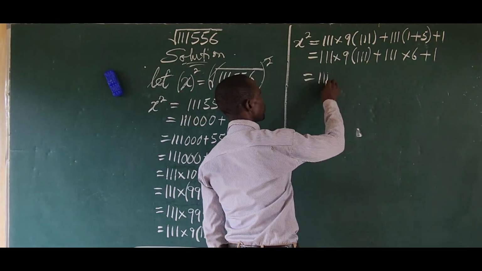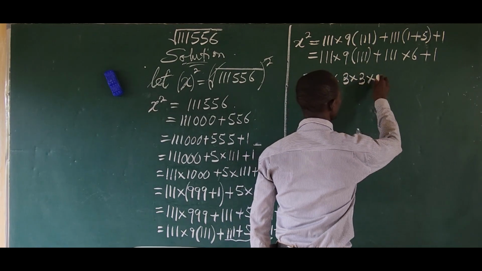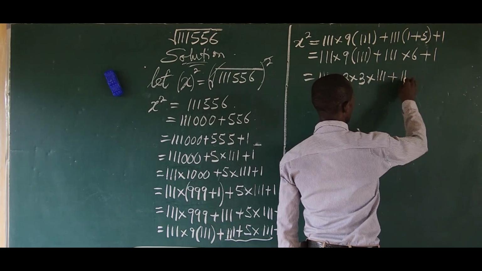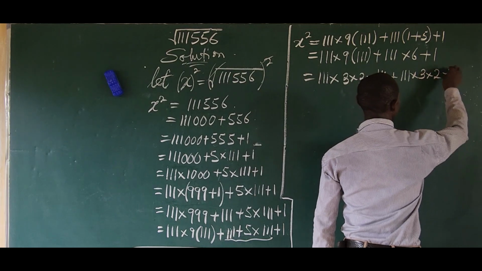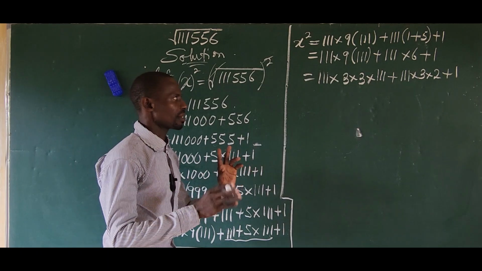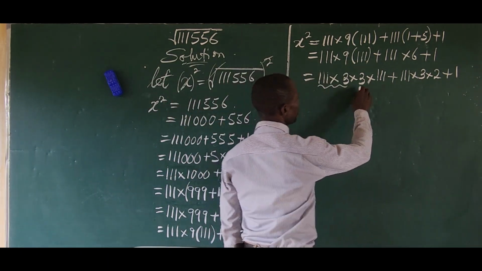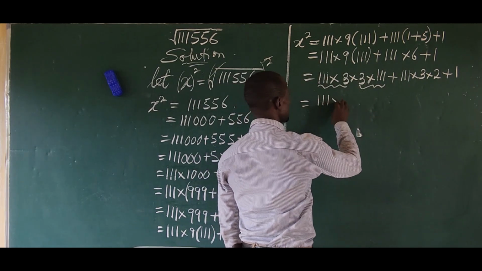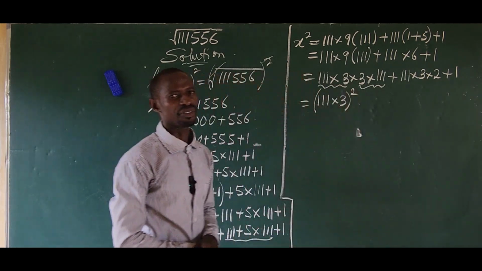So this will give us 1 times 3 times 3 times 1, plus, let's take 1 first, times 3 times 2 plus 1. Let's see something that is playing out here. Look at this. We have 1 times 3. We equally have 1 times 3. So we can rewrite this as 1 times 3 bracket raised to power 2. We have 2 of it.